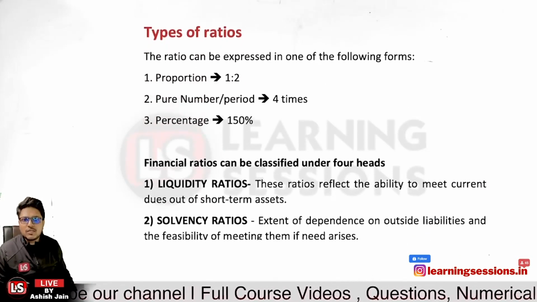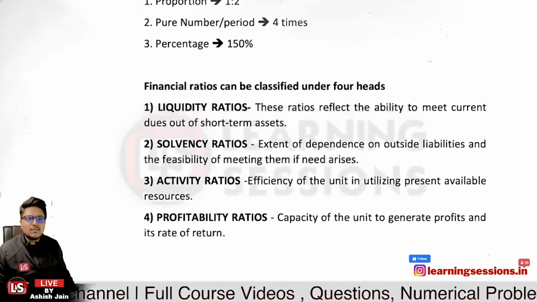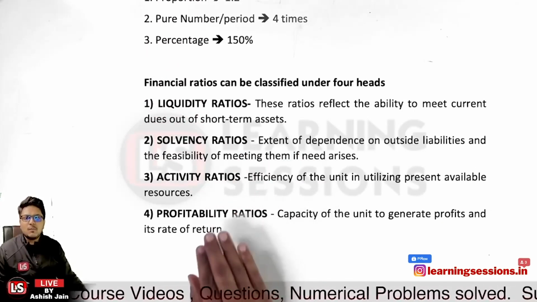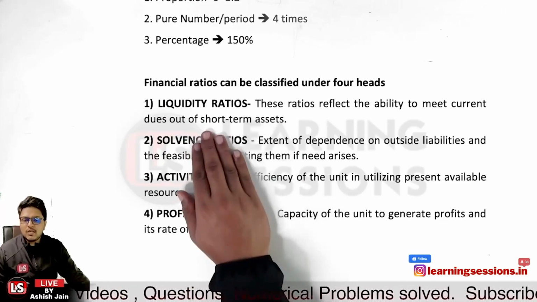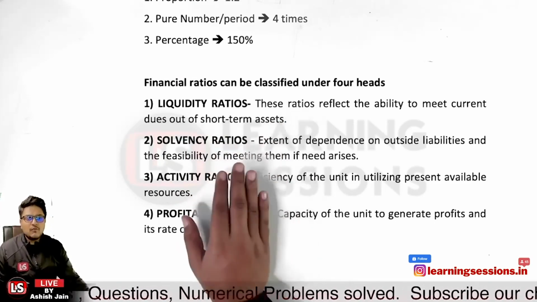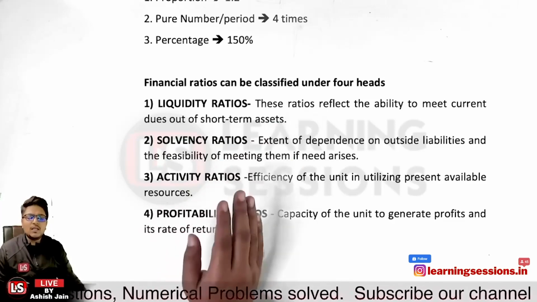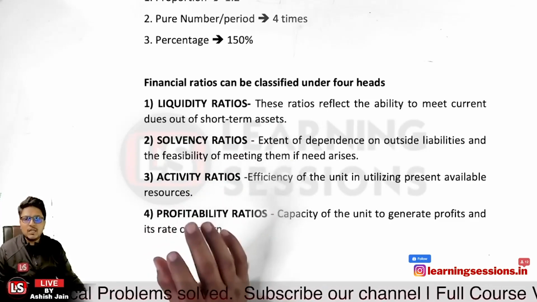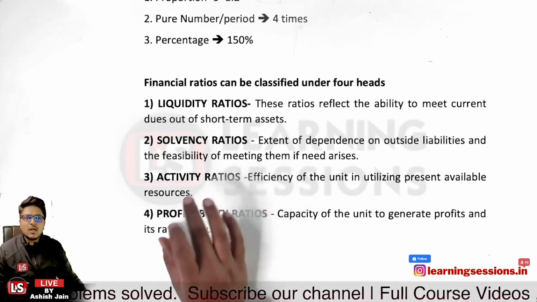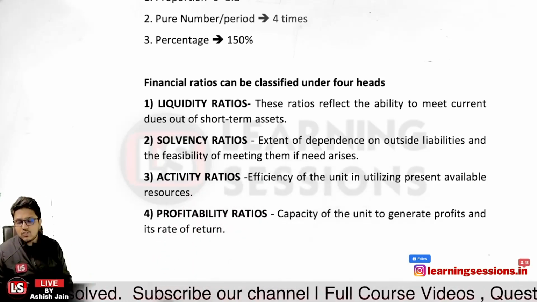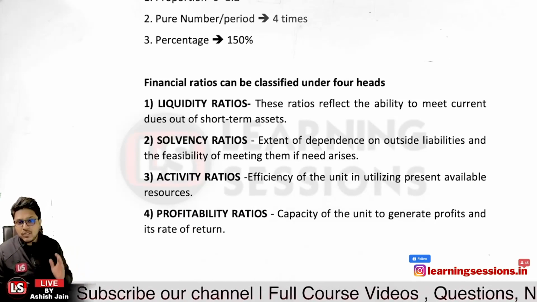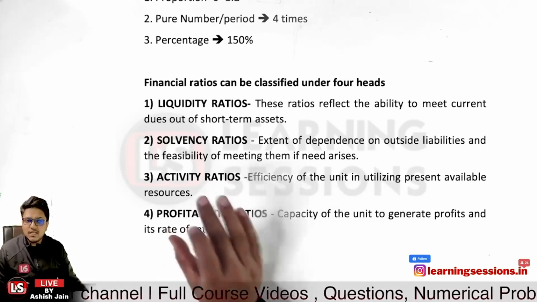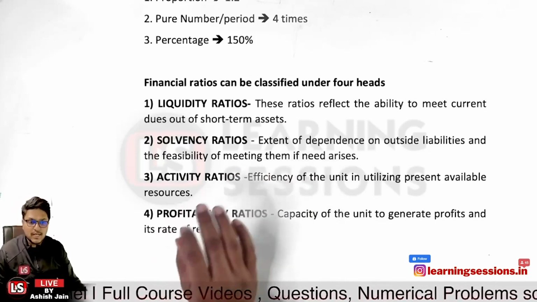And how many types of ratios are there? These are basically classified as liquidity ratios, solvency ratios, activity ratios, and profitability ratios. Now the liquidity ratio, as the name suggests, reflects the ability to meet the current dues out of the short-term assets. So what short-term assets you are having, and can you meet your obligations in the short term itself? That is what liquidity ratios are related with.